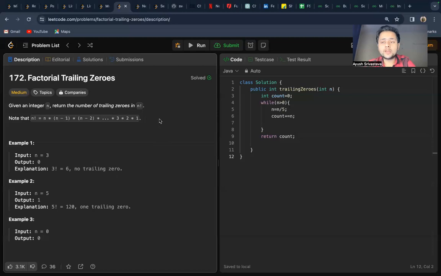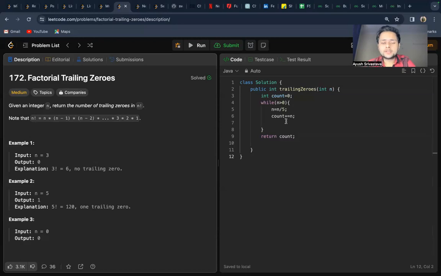We are looking at how many 5s are present in that factorial. Let's say n is 5. So n is greater than 0, yes, 5 is greater than 0. So n equals 5 divided by 5, which is 1. So n becomes 1, and now count plus equals n. So 1 will be added to the count, and now count becomes 1.